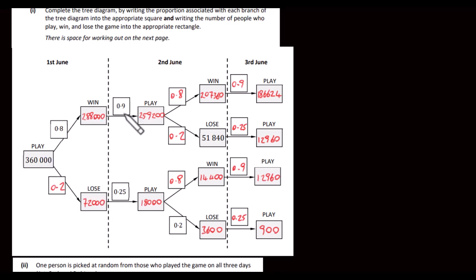Of those people who win, 90% will play again. Of those who lose, 25% will play again. So you multiply these two to get these two numbers here. Again, if you play, you have 80% chance of winning, 20% chance of losing, 80% and 20% down here. Multiply these numbers, you get these numbers down along here. Again, if you win, 90% will play again. If you lose, 25% will play again. Multiply these numbers out and these are the final numbers here. So I think those are okay.